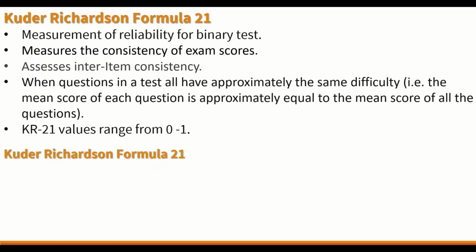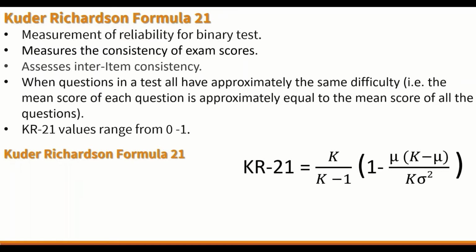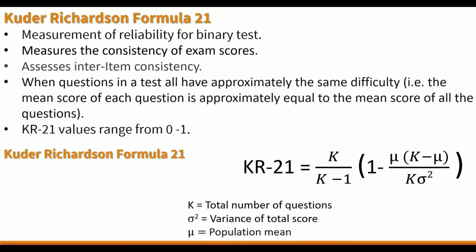Kuder-Richardson formula 21 is described here, equal to k divided by k minus 1 multiplied by 1 minus the division of the mean multiplied by the k minus the mean, divided by the k multiplied by the variance. The k here stands for the total number of questions. The variance is the variance of the total score, and the mean is the mean of the population.